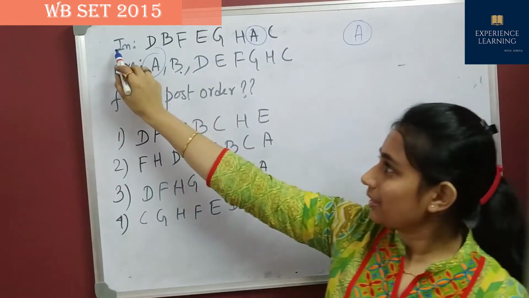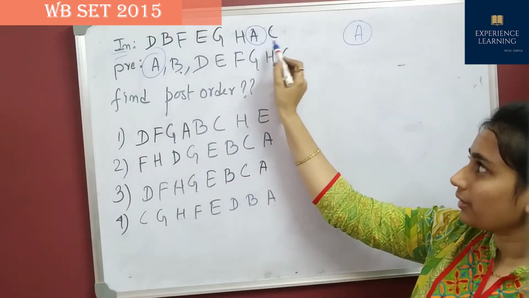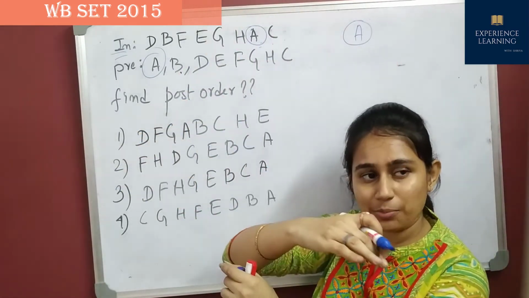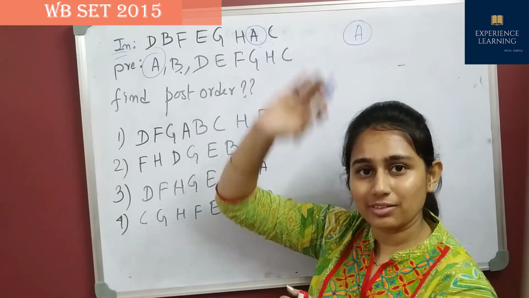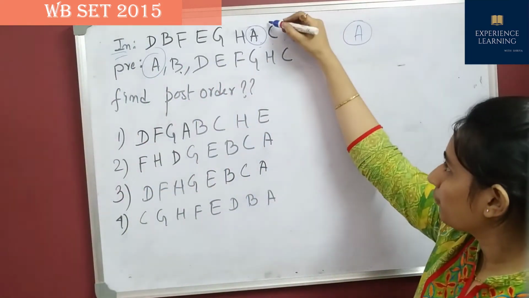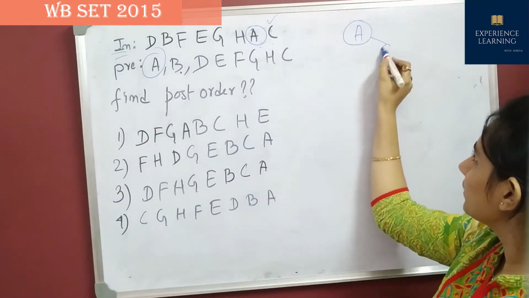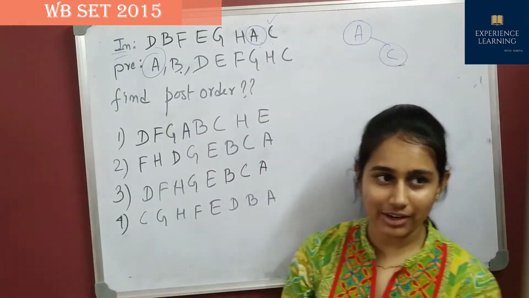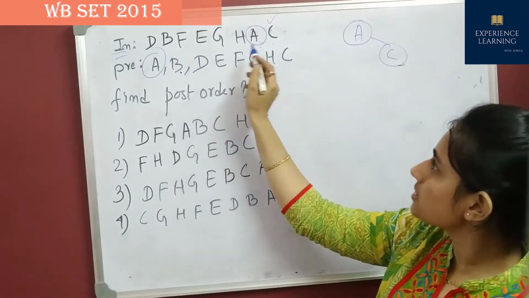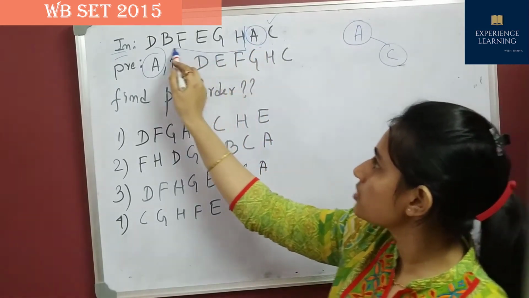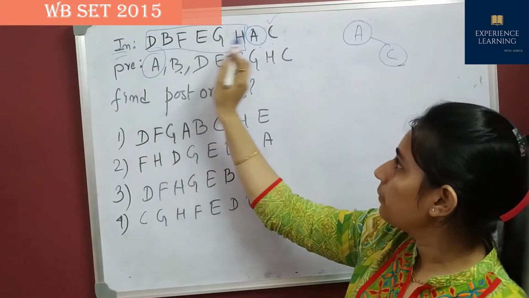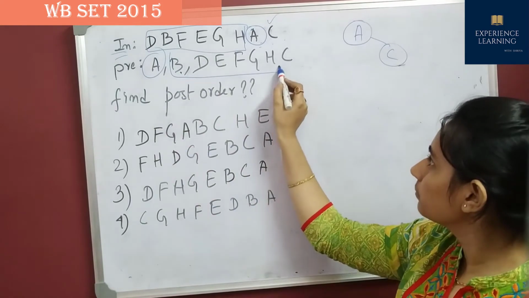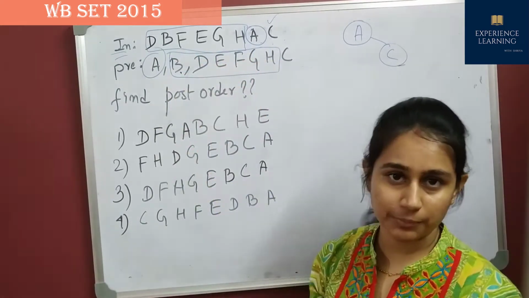So in case of in-order, after A, whatever is there is in the right subtree, and whatever is there is in the left subtree. As we get C, only a single node, we can directly write C here. Now next we have the rest of this: D, B, F, E, G, H, and here it is B, D, this part.